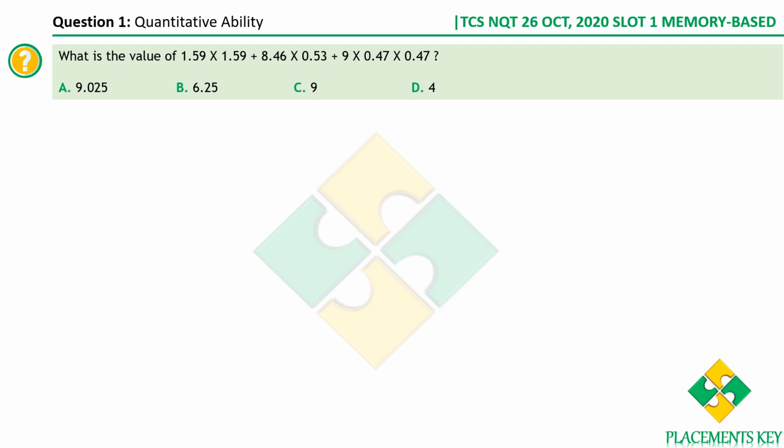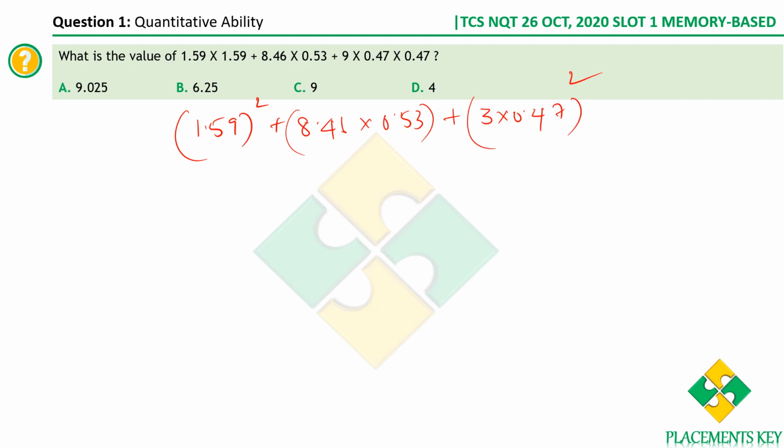What is the value of this expression? Some value is given here and we are supposed to compute it. It is 1.59 square plus 8.46 into 0.53 plus 9 into, so on. So I'll write it as a square, and b square, 3 into 0.47 whole square.